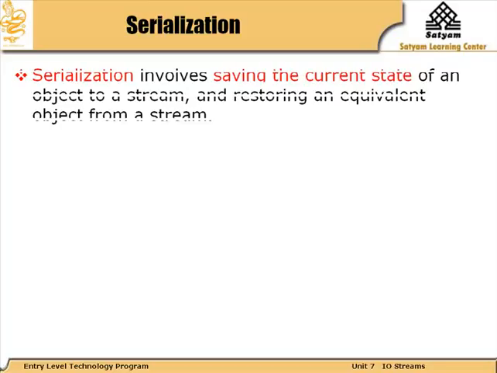Serialization. Serialization involves saving the current state of an object to a stream and also restoring an equivalent object from a stream.